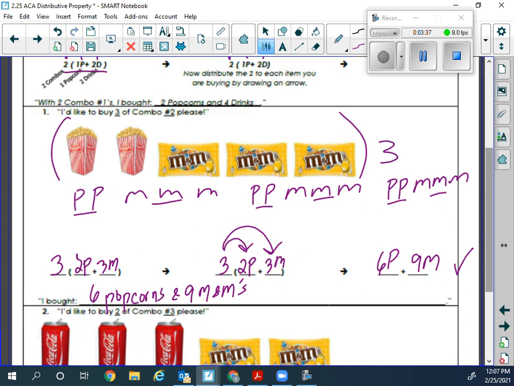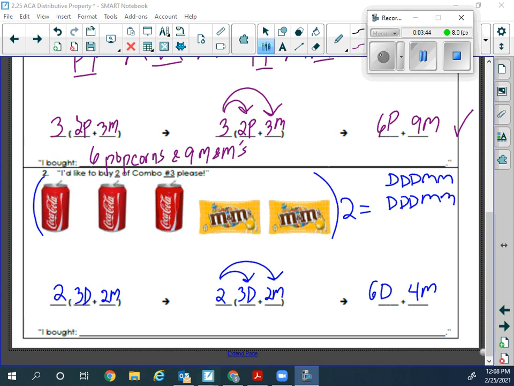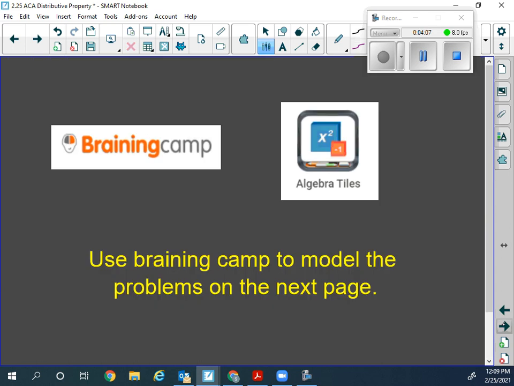Anybody have a question so far? Okay. How about you guys try that last one on your own, please? Okay, go ahead and check your answer. You should have bought what? 6 drinks and what? And 4 M&Ms. Okay? How many people got that right? Thumbs up. Yay, excellent. All right, so now what we're going to do is you need to go to Braining Camp. Okay, so if you'll remember, in My Candy Cloud, look for Braining Camp and then algebra tile.